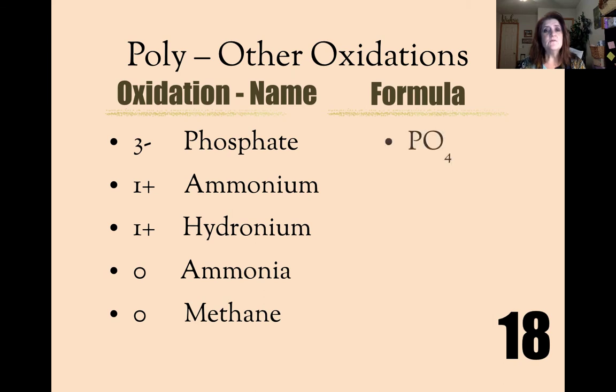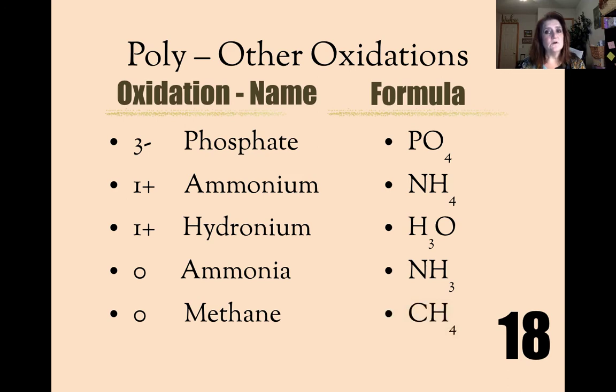The formula for phosphate is PO4. Ammonium is NH4. Hydronium is H3O. Ammonia is NH3. And methane is CH4.